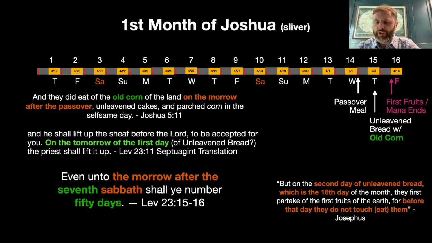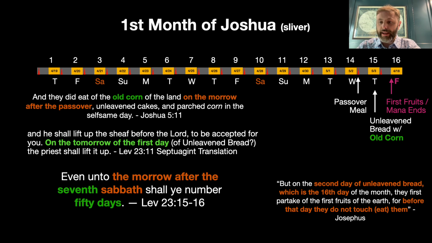All right, and then Josephus records, but on the second day of unleavened bread, which is the 16th day of the month, always the 16th day of the month apparently, they first partake of the first fruits of the earth. So that's when first fruits is, on the 16th. Before that day, they do not touch or eat the first fruits, which is compatible with what we read from Joshua, where they ate the old corn on the 15th, and then the manna stopped on the 16th.